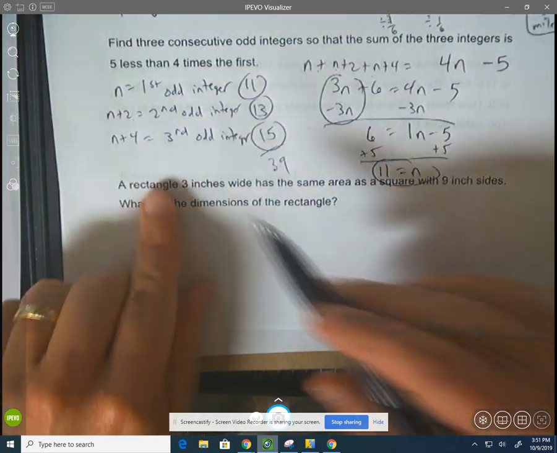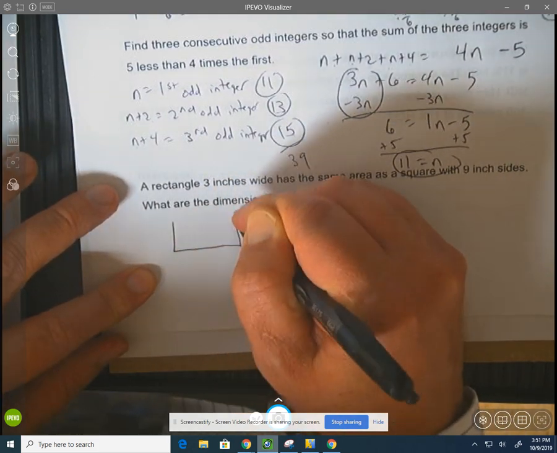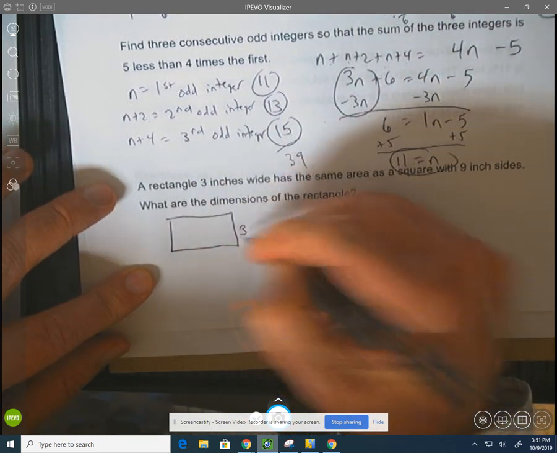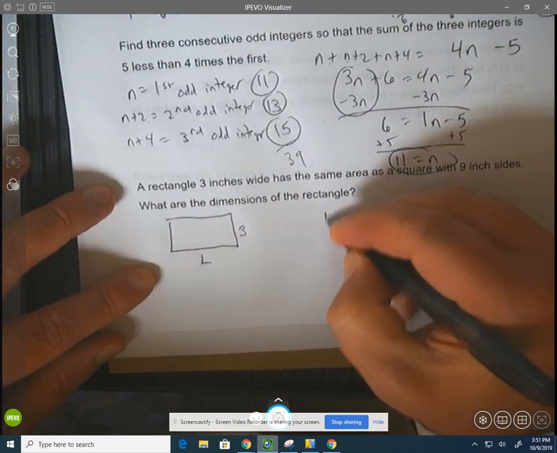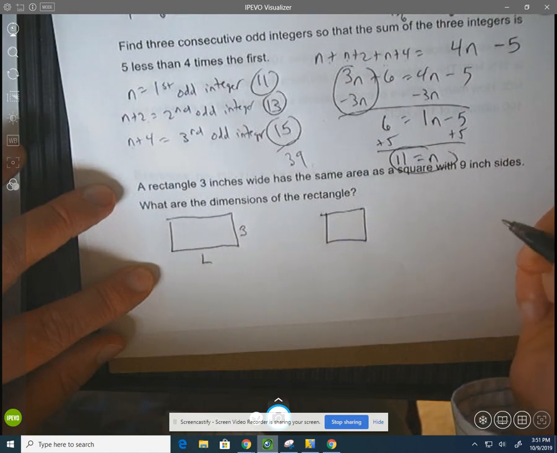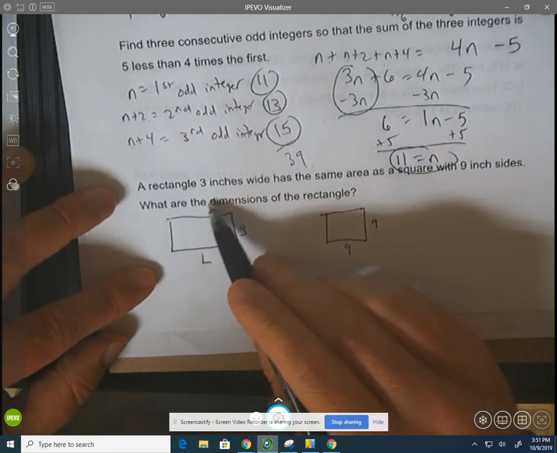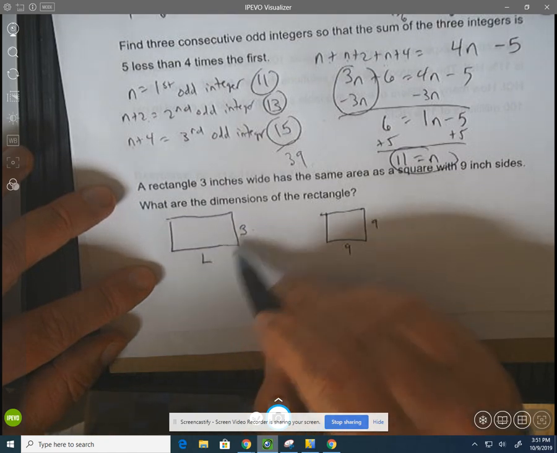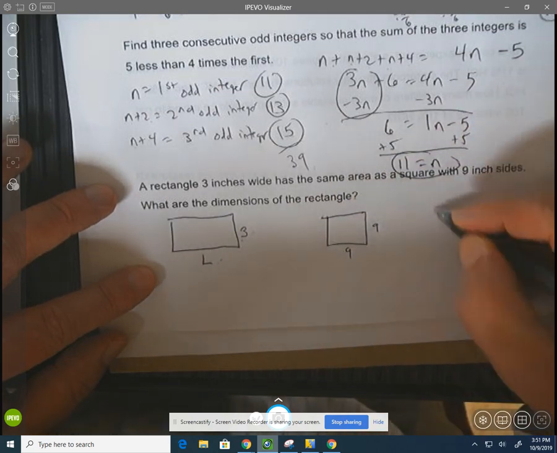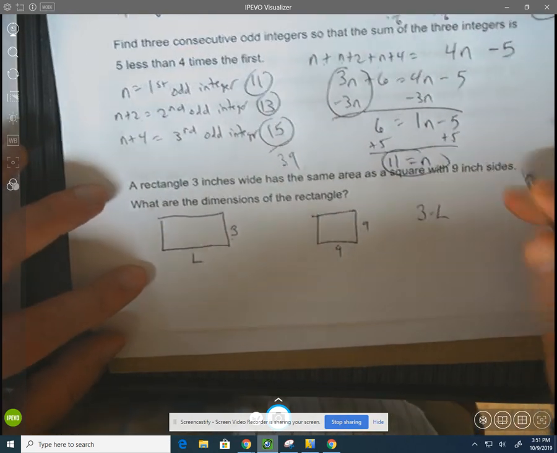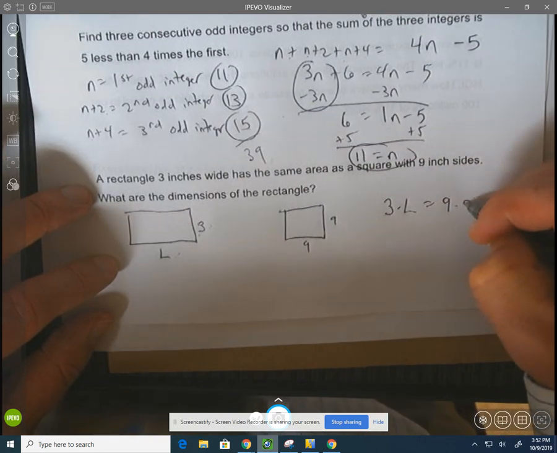As we look at this next one, as soon as they start talking about rectangles and squares, I like to draw pictures. All right, so we've got a rectangle that's 3 inches wide, but we don't know the length. And we've got a square that's 9 inches on a side. So it says this rectangle has the same area. Well, area is length times width, or base times height. So I know that 3 times L has to be equal to 9 times 9.